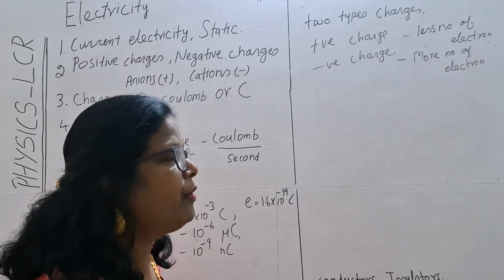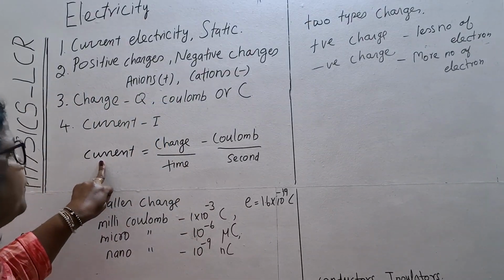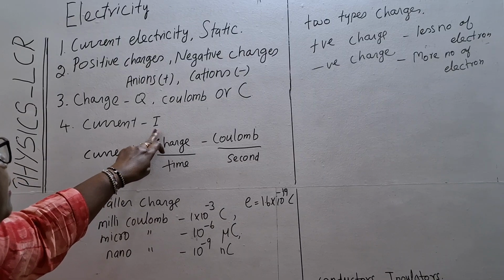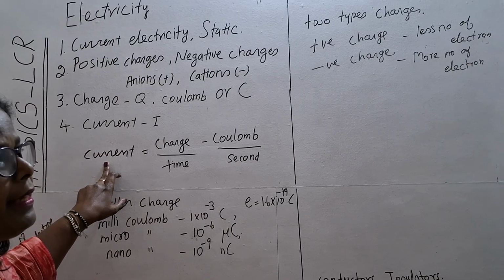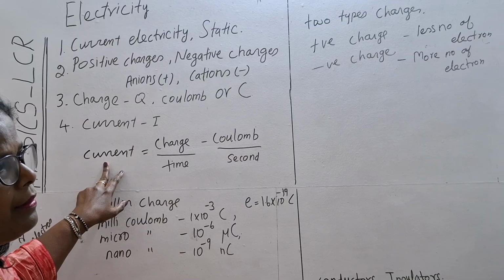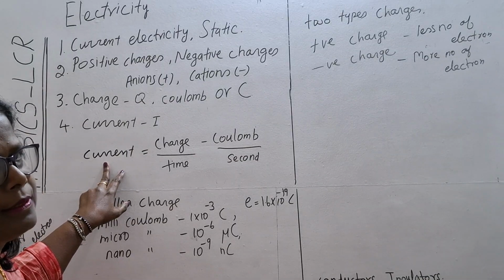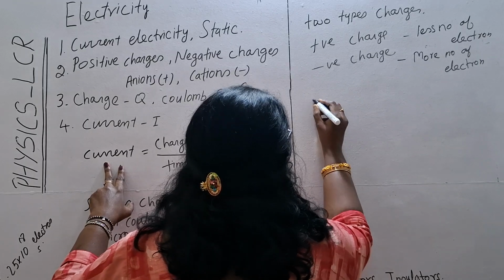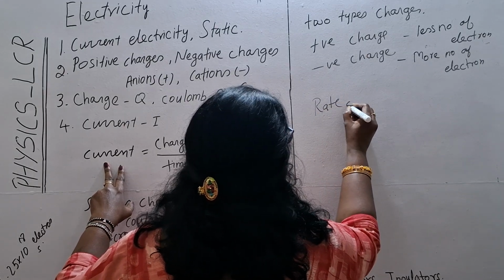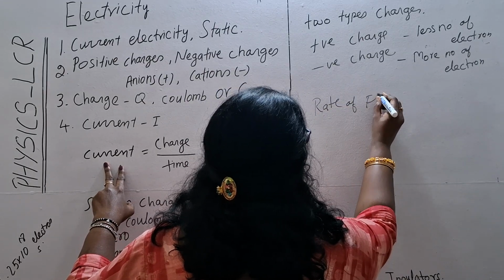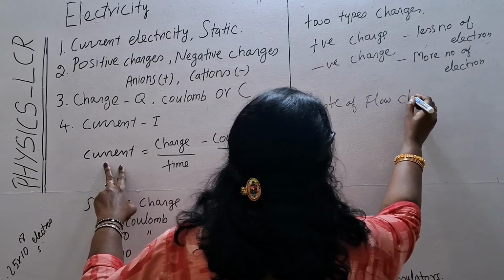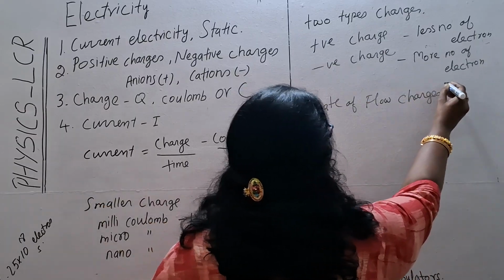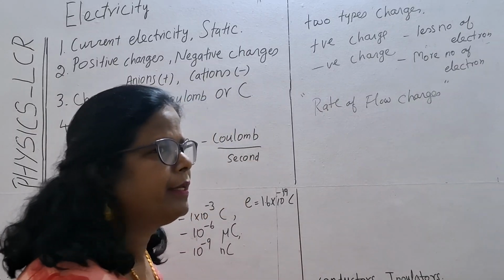Now we are going to study what current is. Current is denoted by the capital letter I. What is current? It is the rate of flow of charges. The rate of flow of charges is known as current.